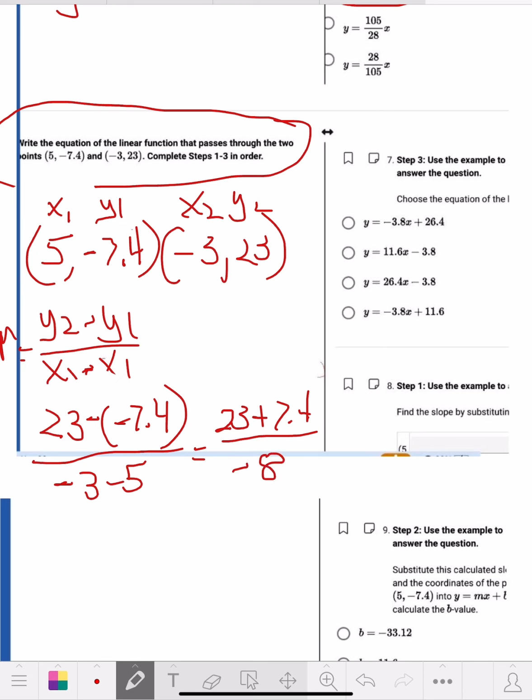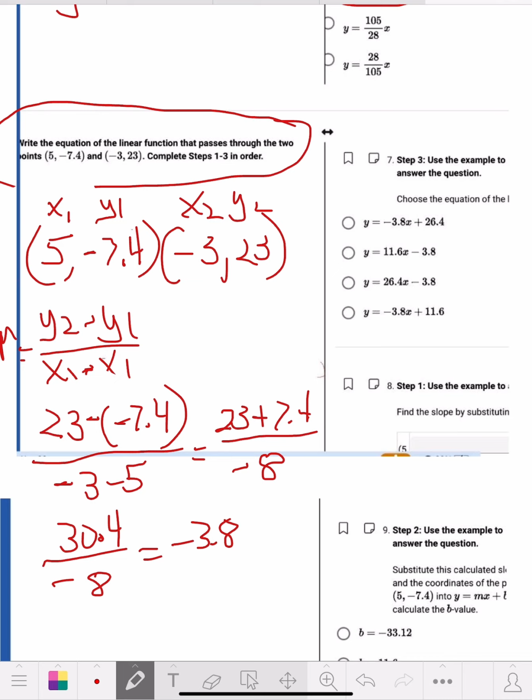Okay, so we got that. Now we're going to end up with 30.4 over negative 8 equals negative 3.8. So we get negative 3.8 as the slope.